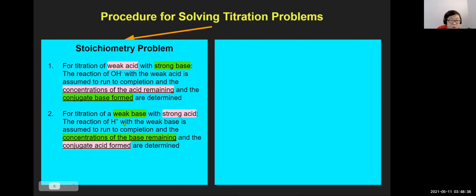Same thing here, it's just a reverse. For titration of a weak base with a strong acid, the H+ reacts with the weak base. The reaction is OH- with a weak acid; in this case it's H+, so you're adding H+ because it's a strong acid. Here you're adding OH- because it's a strong base. You're starting out with a weak base, so you're starting out with a high pH, and the reaction is assumed to run to completion.